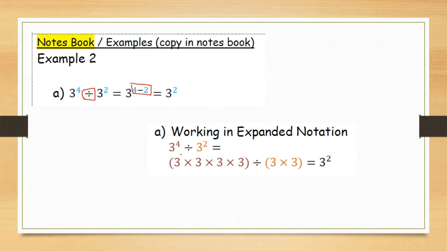Why this works, if we have 3 to the power of 4, that means 3 times 3 times 3 times 3 divided by 3 times 3. Effectively, we can divide this 3 by 3, which is 1. Divide this 3 by 3. So effectively they cancel out and we're just left with this part. 3 squared.